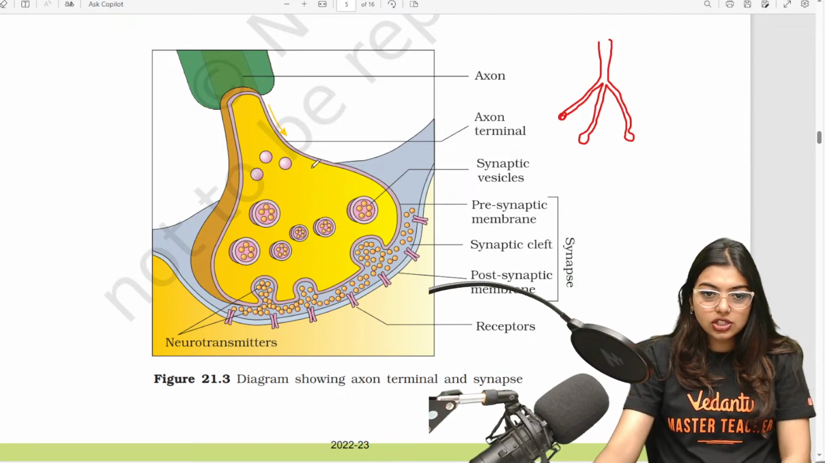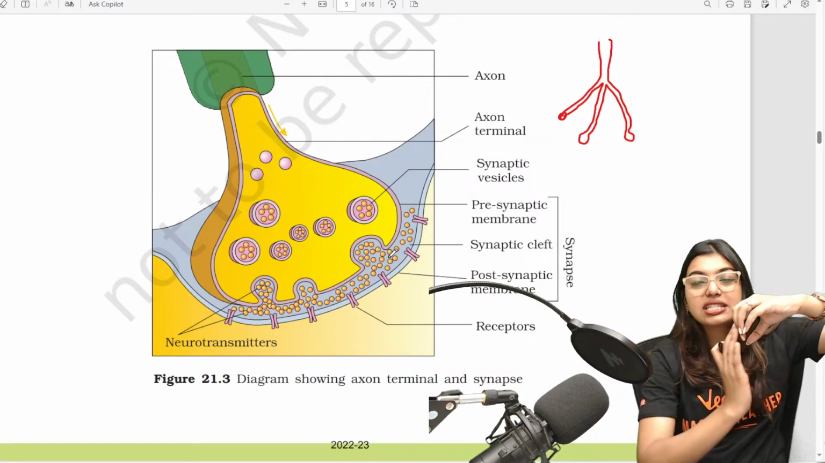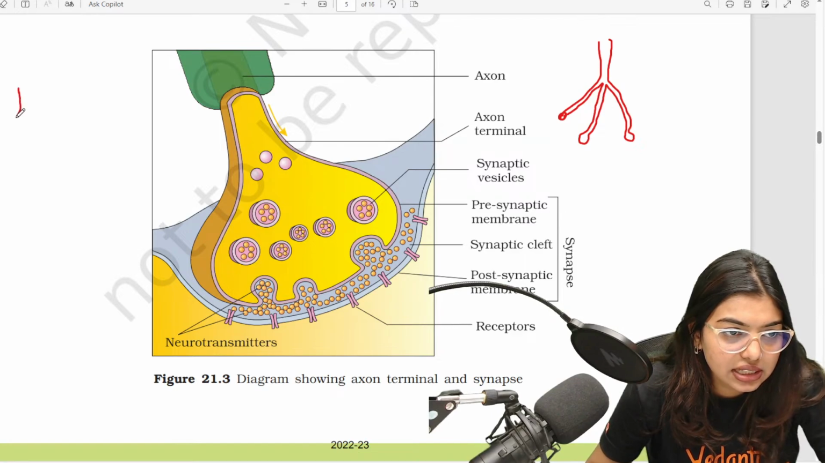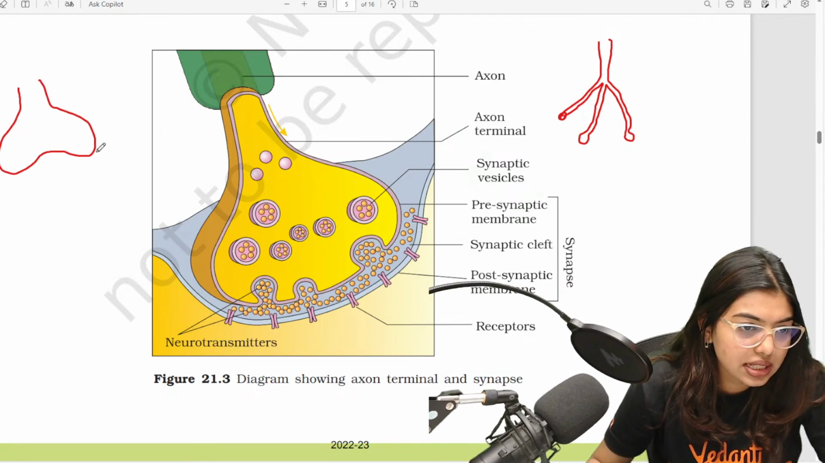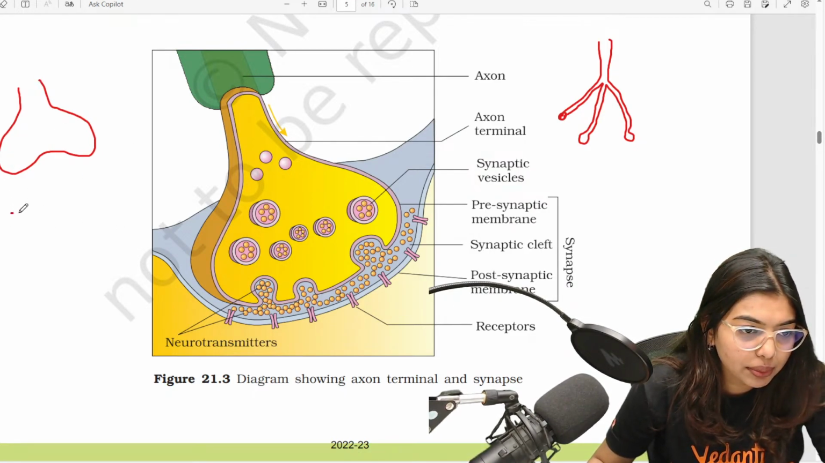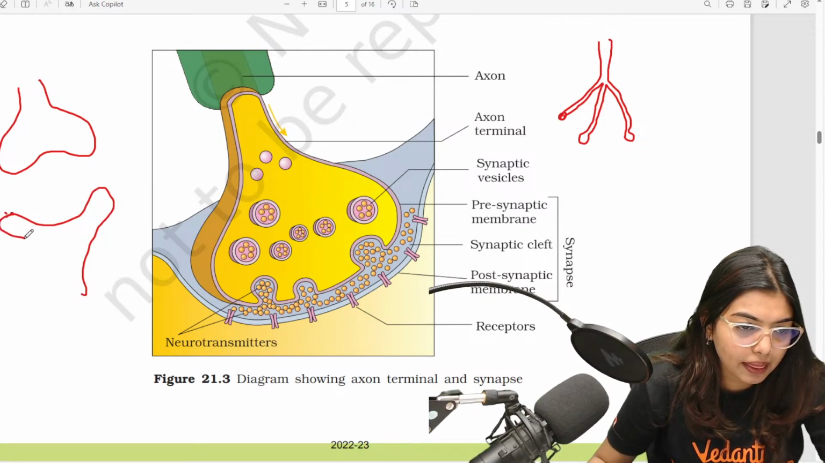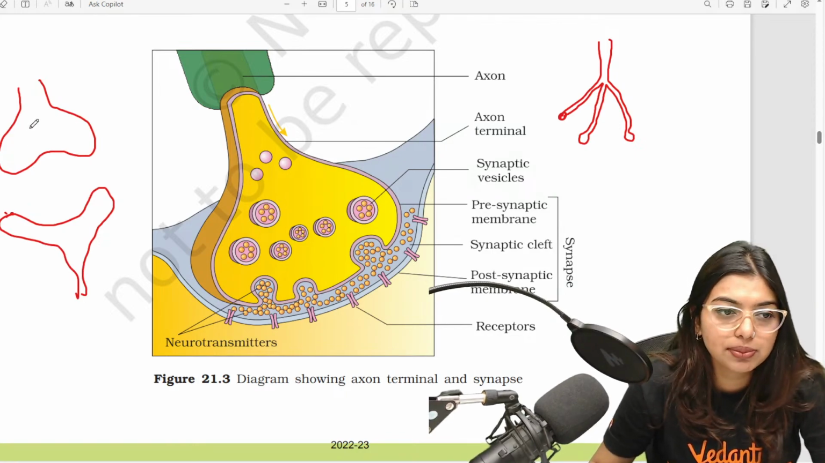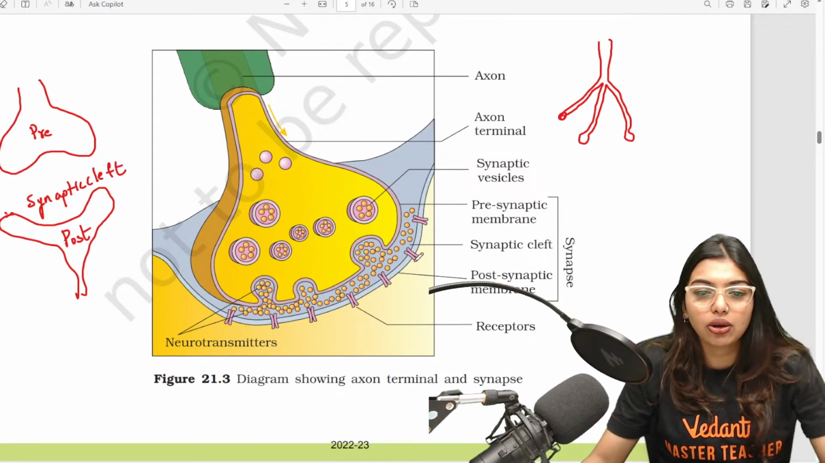Now this is your presynaptic, this is your postsynaptic. Between these, what is there? That is the synaptic cleft. This is your presynaptic, this is going to be the synaptic cleft, and this is going to be postsynaptic. That is actually a portion of the dendrite. This also we actually draw like this. So this becomes pre, this becomes post, this becomes synaptic cleft.